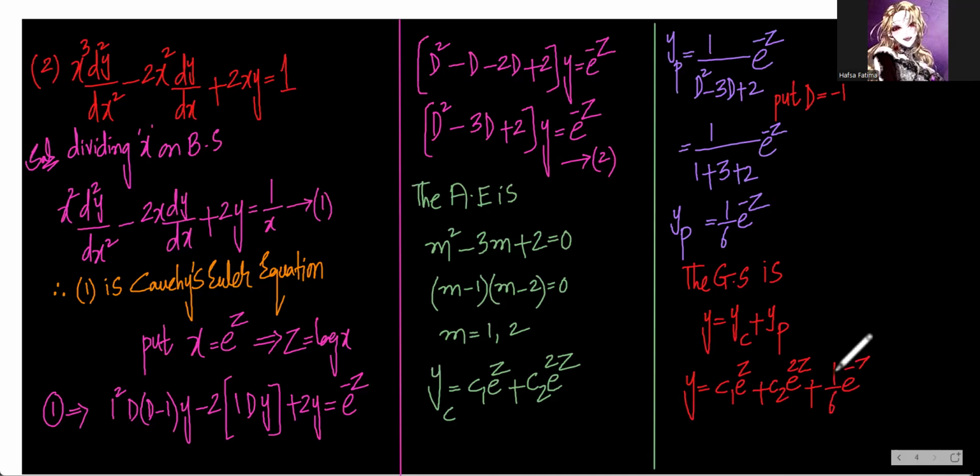But I said that my question is given in terms of x, so my answer should be in terms of x only. y is equal to c1 into e power z; the value of e power z is x, right? Yes, sir. Plus c2 into e power 2z, which is nothing but x square, plus 1 by 6 into e power minus z, whose value is 1 by x. This is your final answer. That's it.